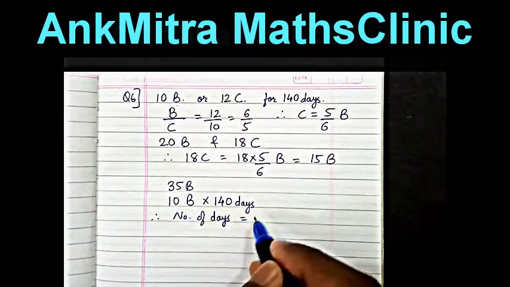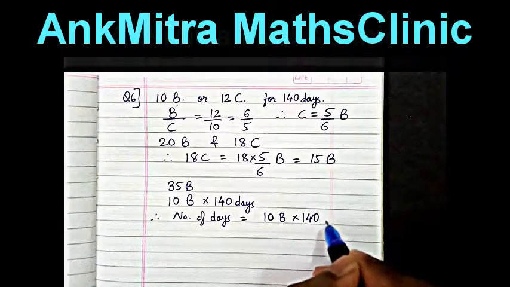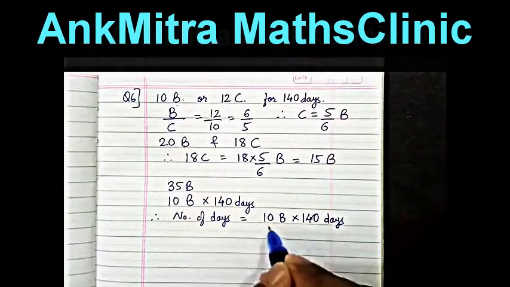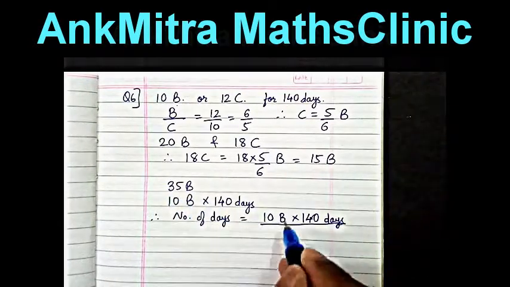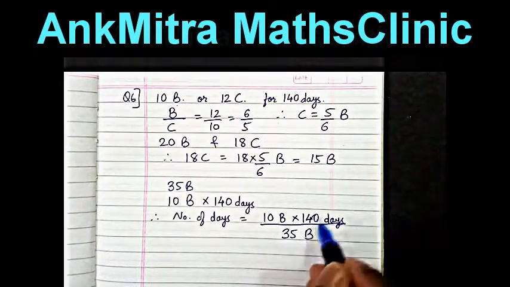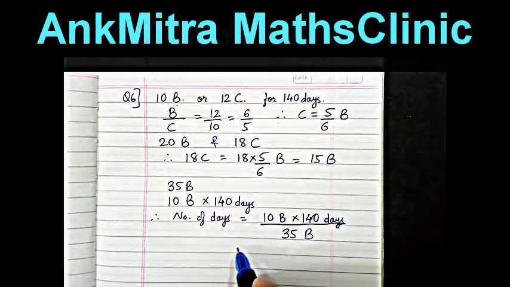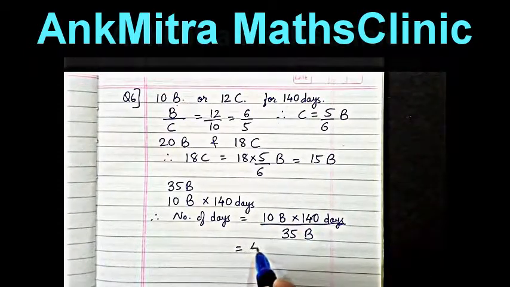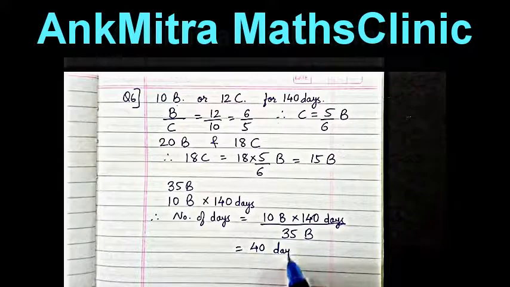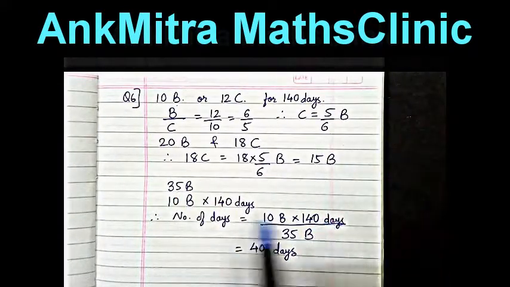Therefore, the number of days will be equal to the total quantity of grass, that is 10 buffaloes multiplied by 140 days, divided by the new number of buffaloes, that is 35 buffaloes. So 35 fours are 140, and once simplified we get 40 days. So the same quantity of grass will be sufficient for 35 buffaloes for 40 days.